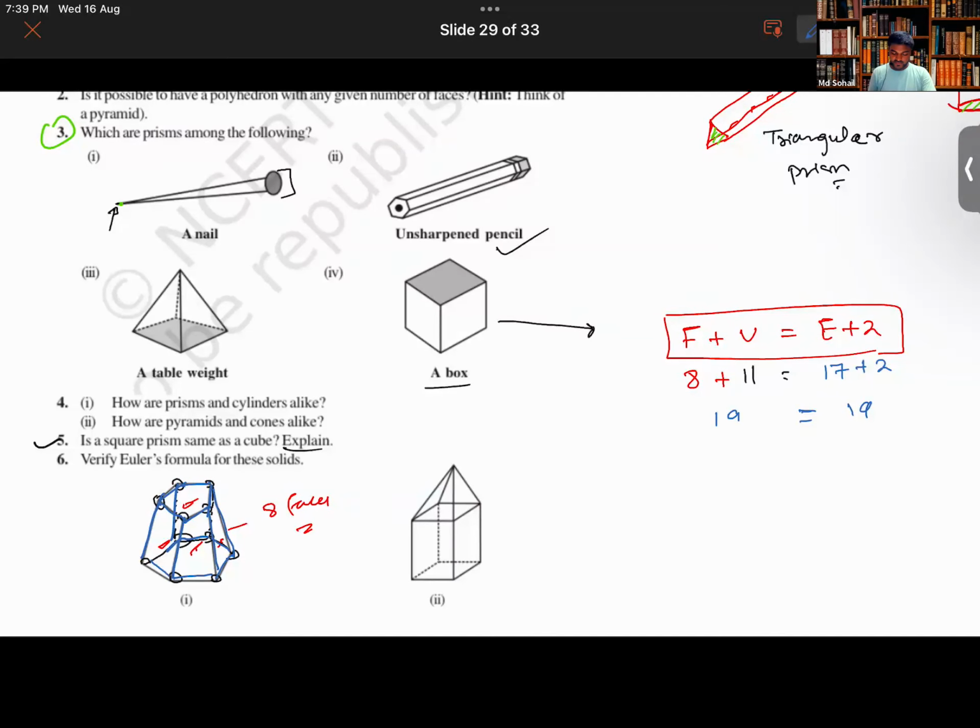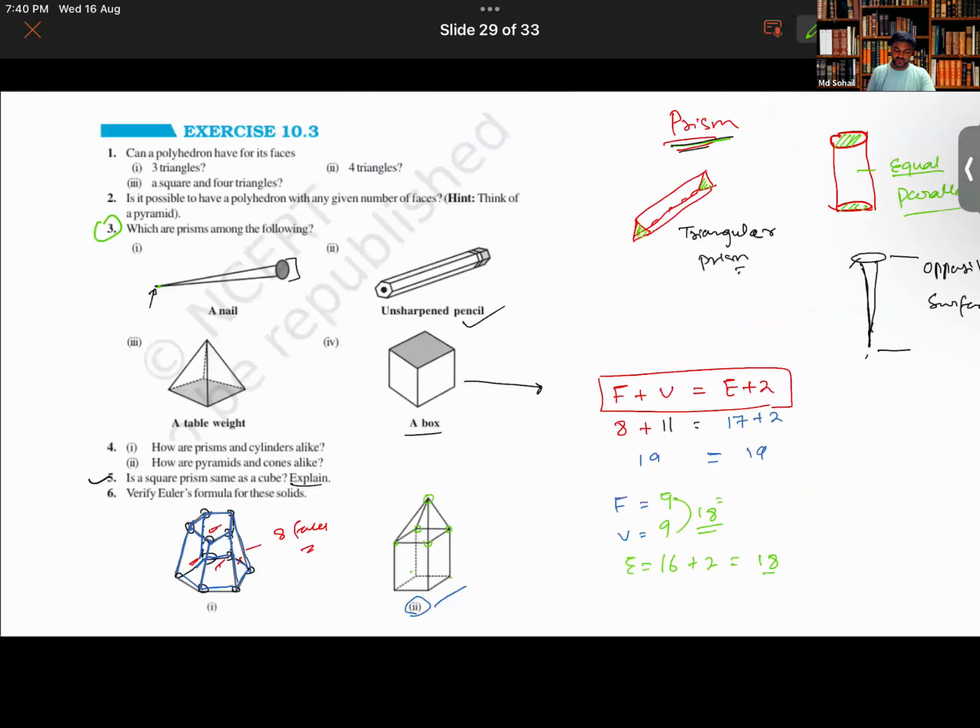Okay, good. Same thing you guys can do for the second one also. Quickly verify for this one. Do tell me how many faces are in this one, Arhan. And Arham, you tell me how many vertices are in this one. So there are 9 faces: 1, 2, 3, 4, 5, 6, 7, 8, 9. Good. How many vertices? 9. Very good. Now count the number of edges in this one. The edges are 16. Yes, good. So 9 plus 9 is 18, and 16 plus 2 is 18. So it's also verified.